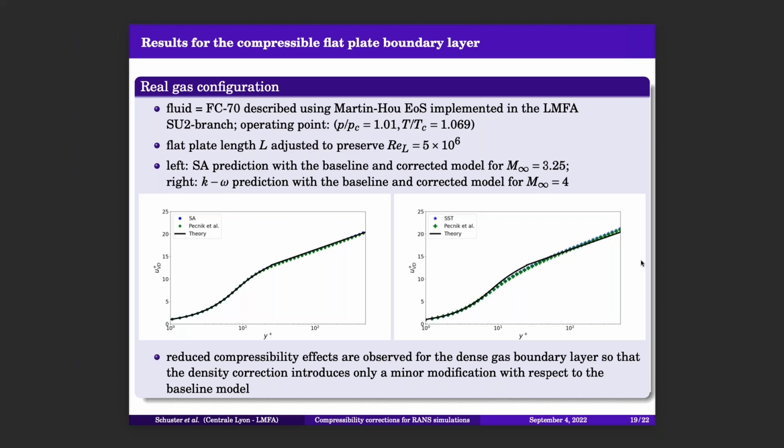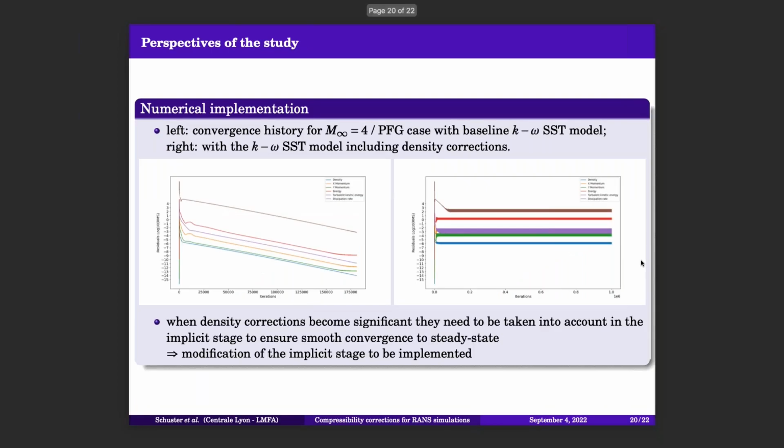For 3.25 or 4, what we see is that we actually have only limited compressibility effects for this dense gas boundary layer, so there's no significant effect of the density correction on the result. Next slide, please. So, the perspectives of the work.